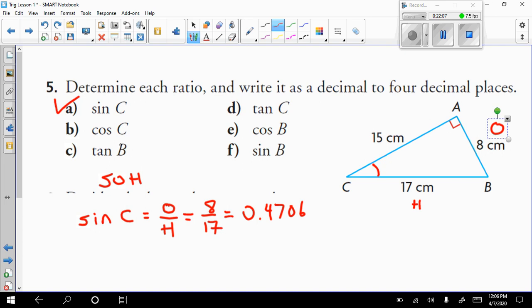So for B, you'll do the cos of C. Always look at the angle, and then decide what is opposite and what is hypotenuse, because it's going to change. The hypotenuse will always remain as this side, but the opposite and adjacent will change depending on whether you're looking at A or B or C. Okay, so finish that one off.